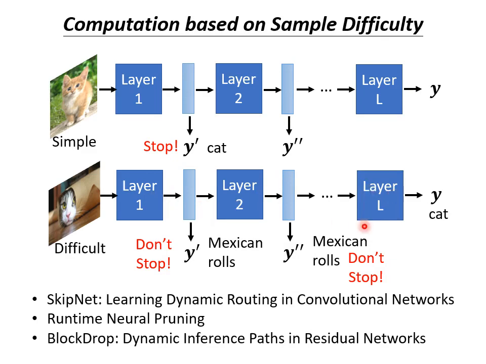So can we let the network decide on its own? This is a simple picture, so it passes the first layer and stops. This is a more difficult picture, so it has to run to the last layer before stopping. We can do this. If you want to know how to do it, you can refer to the following references.